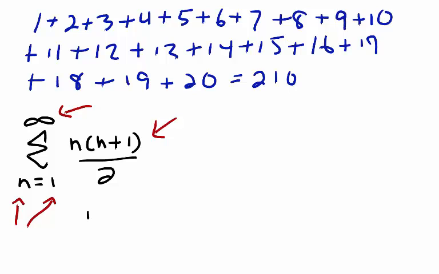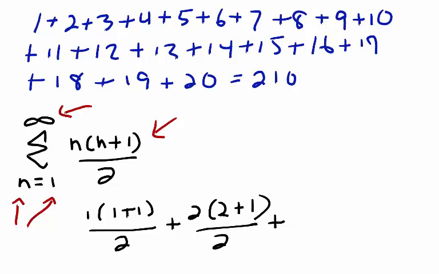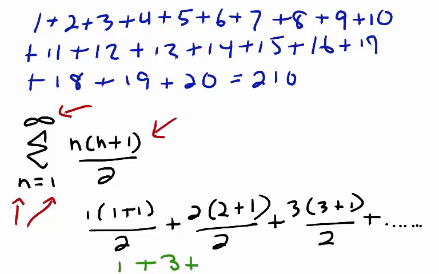So we would have, beginning at 1, 1 times 1 plus 1 over 2, where we substituted 1 for n, plus 2 times 2 plus 1 over 2, plus 3 times 3 plus 1 over 2, plus, and then our ellipses to indicate the continuation of the sequence to infinity. Of course, we could simplify the formula so that our sequence would read 1 plus 3 plus 6 plus ellipses.